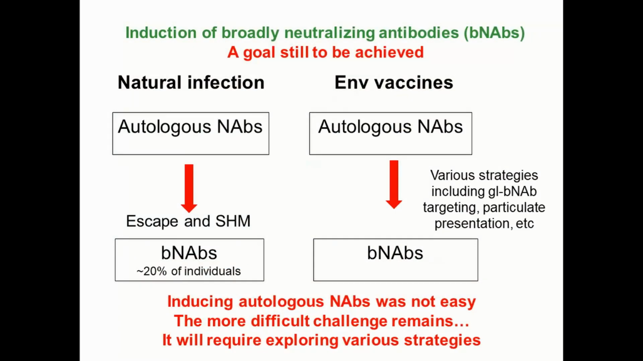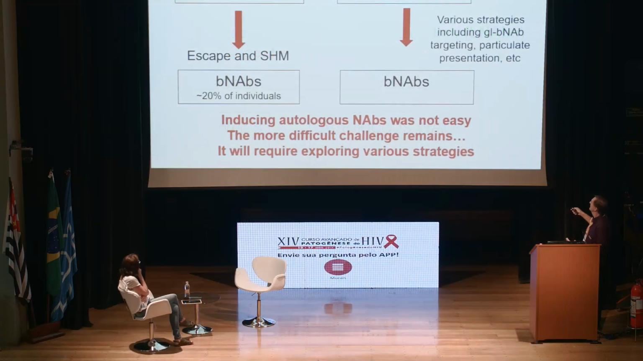So we can induce autologous antibodies to the same virus as the vaccine strain, but in vivo, you can induce autologous antibodies that then undergo escape and somatic hypermutation and sometimes lead to BNAbs, broadly neutralizing antibodies. So we can do this, but we have not done this. And no one has done this. No one has taken a vaccine and taken it from here to here.